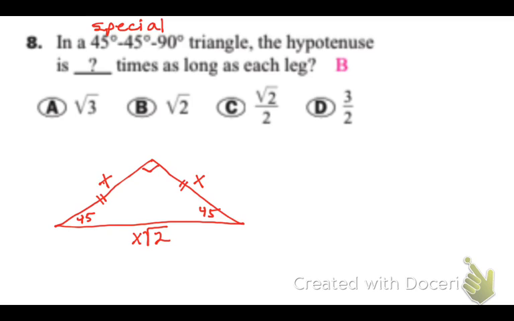So the question says, in this triangle, the hypotenuse is how many times as long as each leg? Okay, x is the leg. So the hypotenuse, which is the longest edge, is x times the square root of 2. So the answer is B. The hypotenuse is the square root of 2 times as long as each leg.